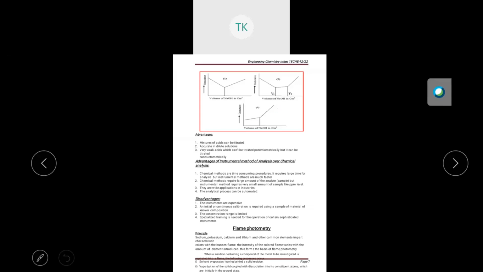So what are the advantages of this conductometric estimation? Mixture of acids can be titrated, accurate in dilute solutions, and very weak acids which cannot be titrated potentiometrically can be titrated here conductometrically. So by this, I have finished the conductometry instrument. I will just repeat what we have done.